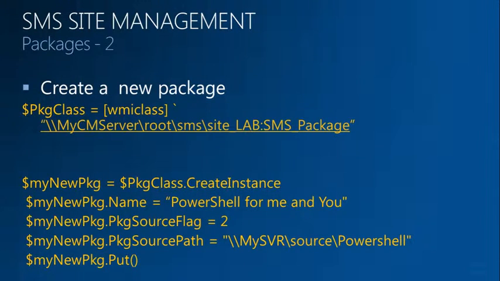But like I said, this is another way that you can create those instances. So you can see basically, I have this new package I call create instance. That's a standard WMI call. And then I've added a name, a source flag, and a path. And you see the very last step is a .put. So anytime you do a create instance or anytime you modify an existing instance, you have to use a .put on the end of it to actually save that information back to Configuration Manager or to WMI as it is.